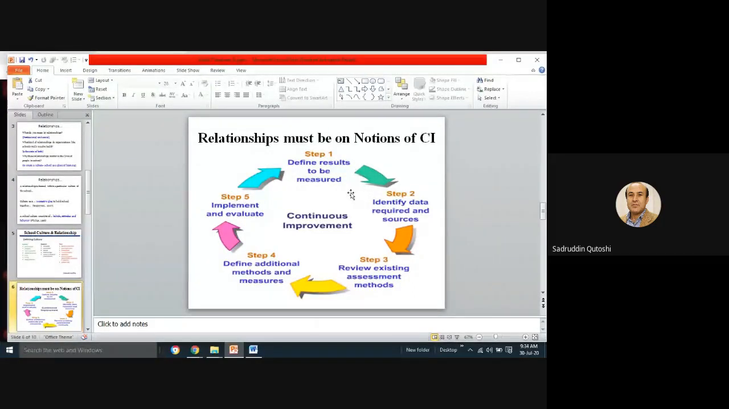The fifth and last important point is to implement and evaluate. Whatever you think about continuous improvement of the school, those things you need to thoroughly look at, reflect on, and then you have to implement and evaluate. If you think this is a wonderful idea for school improvement and you apply that idea in school, look at what results that idea gives you.